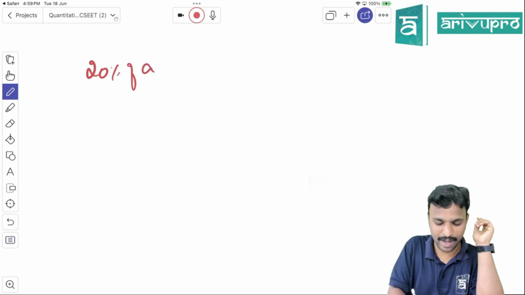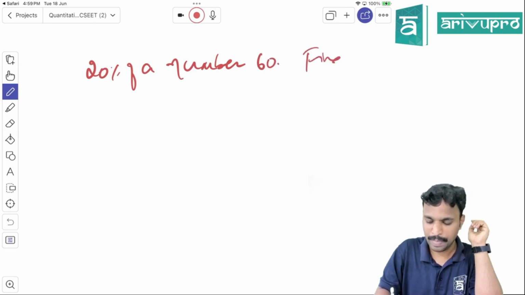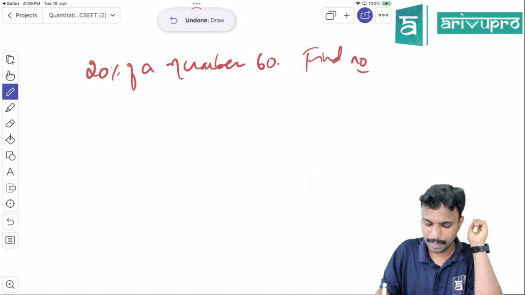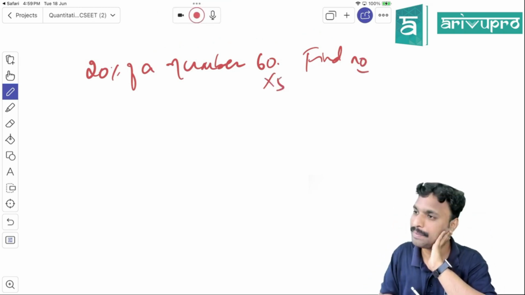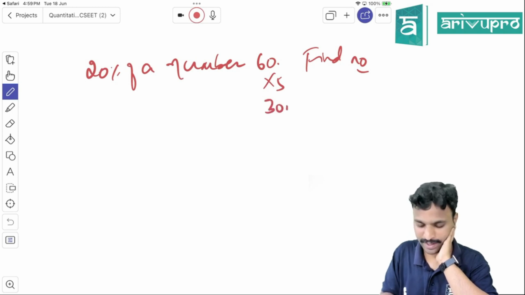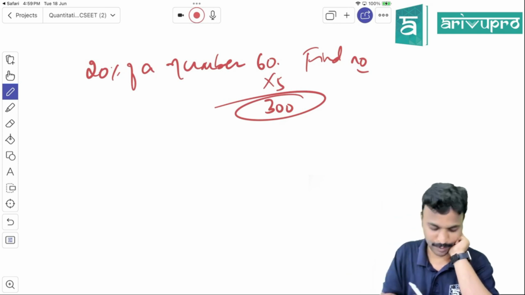20% of a number is 60. Find the number. How will 20% become 100? Multiply by 5. So obviously multiply by 5. 60 into 5, 300. So 300 is the number. Understanding?